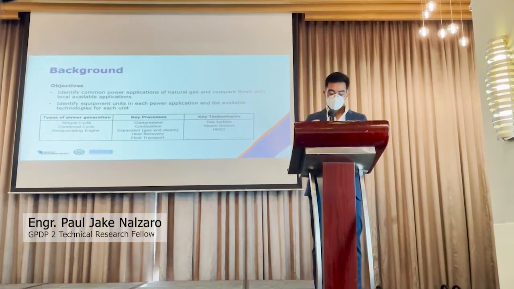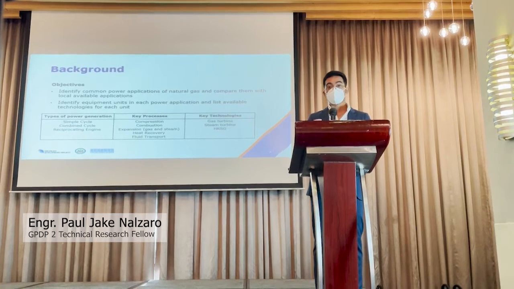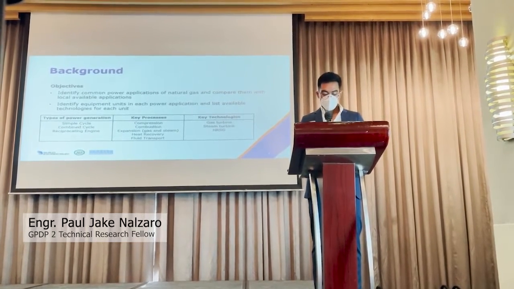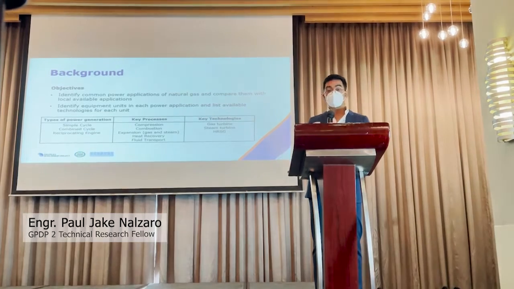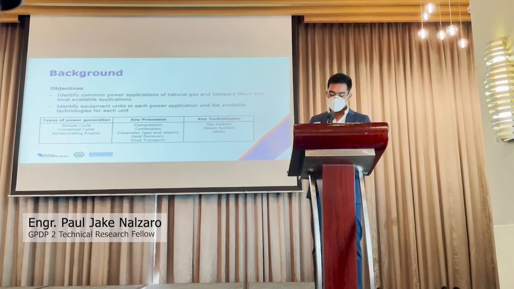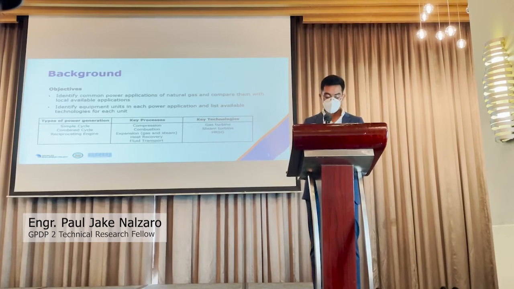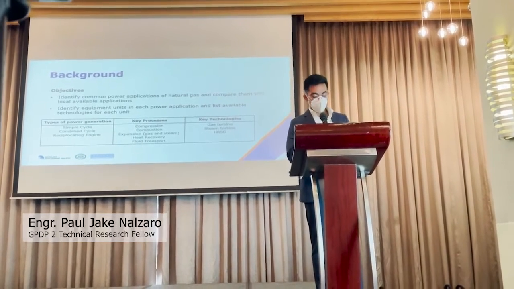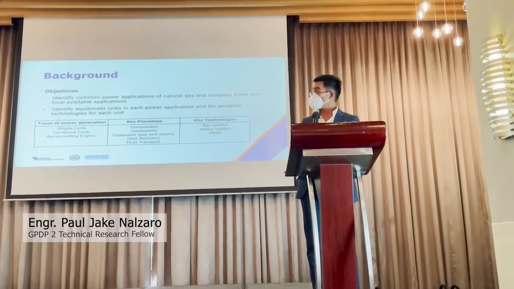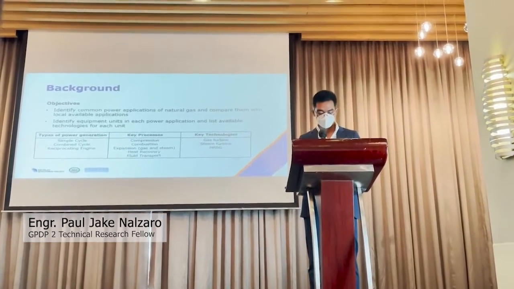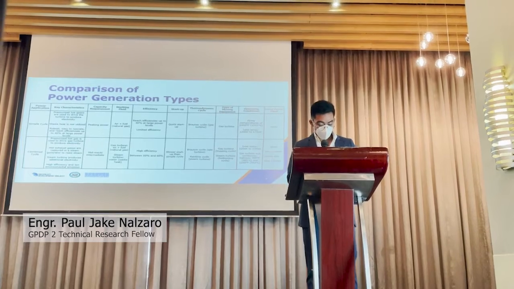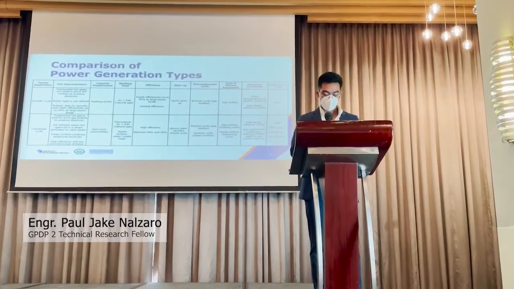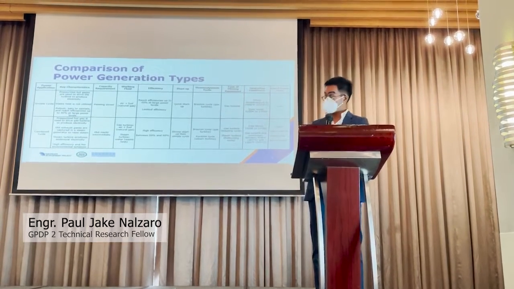Our goal was to identify processes in the 2 power applications and list equipment for each process. The inventory has identified 3 types of power generation. Key processes for the 2 types, which are the simple cycle and the combined, were listed and compared, and specific technologies for key equipment were also tabulated. On the screen, we summarize the comparison of the different types of power generation in a table, a portion of which is shown.